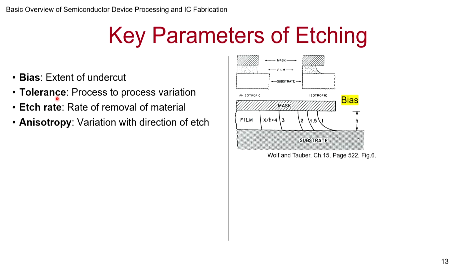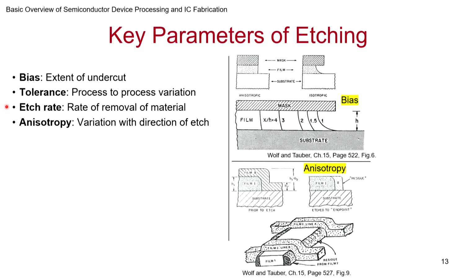We'll talk about that. Tolerance is process to process variation. If I do one process and next process, how much is the etching rate and how much is the bias that is happening, that variation is important. There's something called etch rate. This is something very critical, as you would imagine. It tells you how long you need to do the etch, and this is the rate of removal of material. Then there is anisotropy and isotropy of etch. Anisotropy means directional etch. Isotropic means etching the same in all directions. Now we have come across this example of anisotropy.